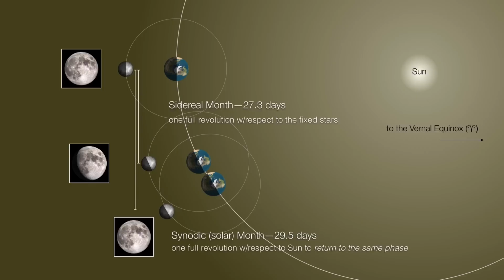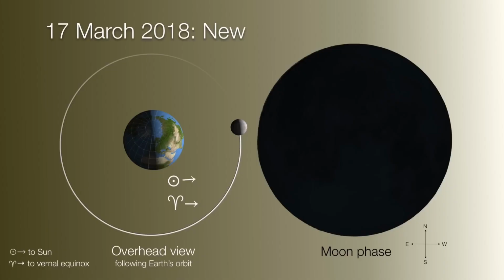So there's a difference. When we say a month, the first question we have to ask ourselves is, well, what do we mean by month? So let's imagine the phases. Now we're going to take a split screen view, you might say. We have the Earth and the moon on the left. We have the phase of the moon as it appears on the right.